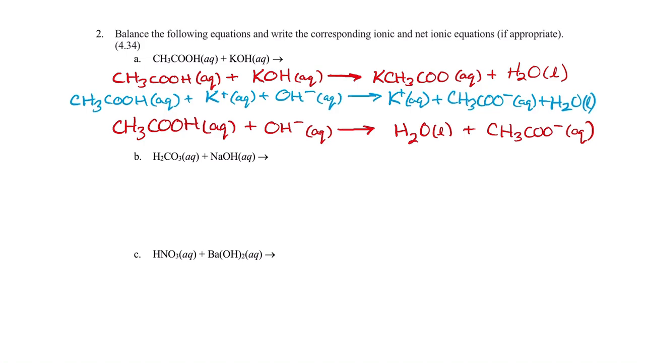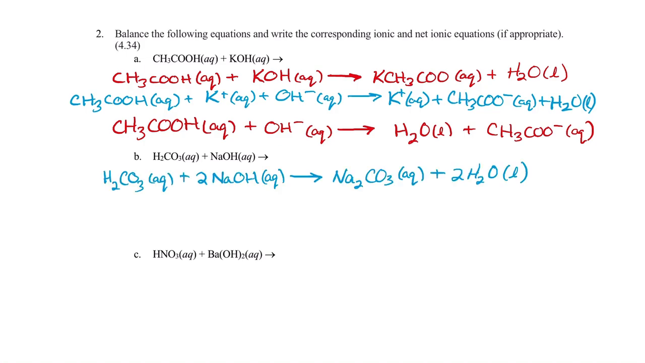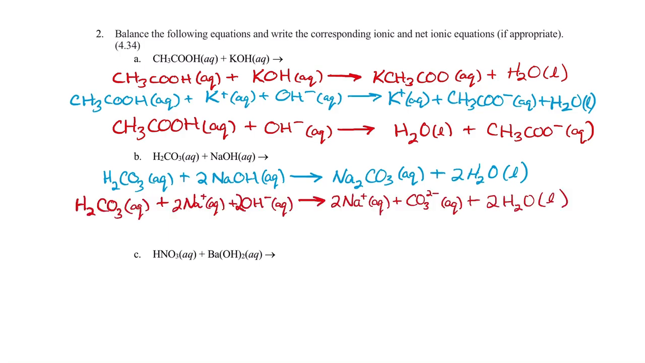In letter B, we have again a weak acid with a strong base. Our carbonic acid is weak. Sodium hydroxide is the strong base. They react to create sodium carbonate and water.